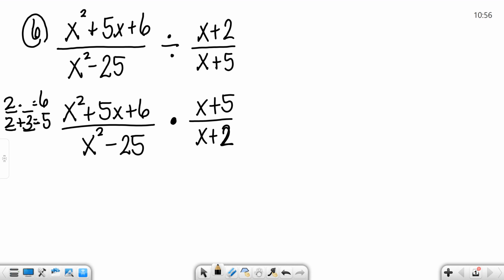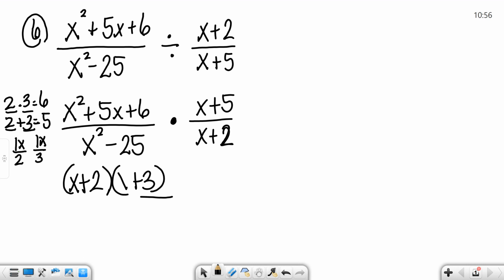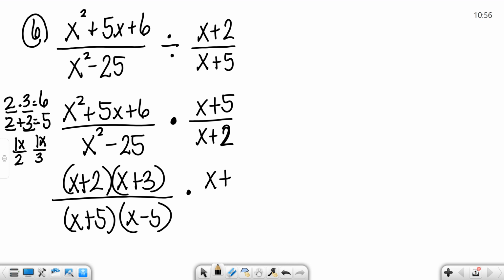I prefer faux fractions. So my A value with the variable over one of them, my A value with the variable over the other one. So my factors in the numerator are x plus 2 times x plus 3. The denominator is difference of squares, so x plus 5 times x minus 5. And now this second fraction, you cannot factor it, so we just bring it down.